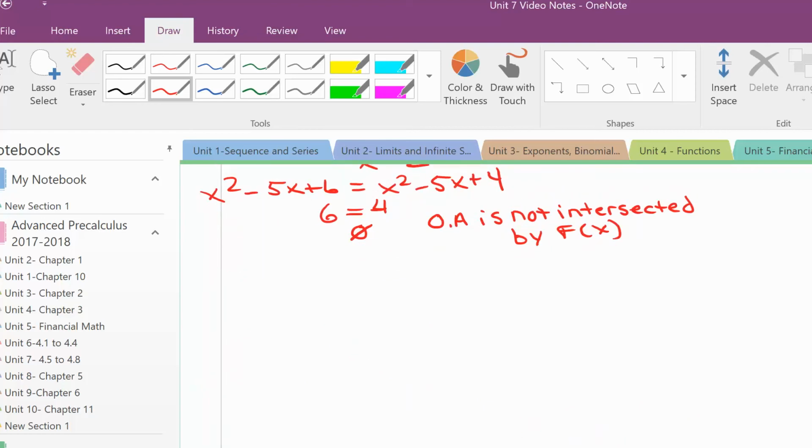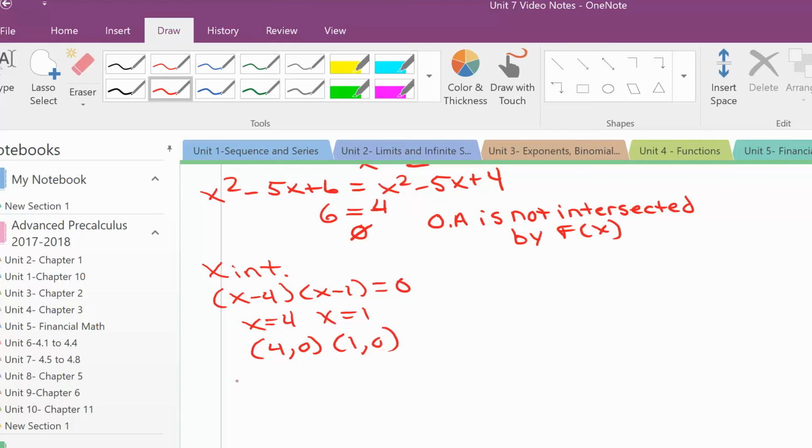All right, so then to find the x-intercepts, we set the numerator equal to 0, so x minus 4 times x minus 1 is equal to 0. So I get x equals 4, x equals 1, so the x-intercepts are (4, 0) and (1, 0). The y-intercept: when you put 0 in for x, you get negative 2, because it's going to be 4 over negative 2.